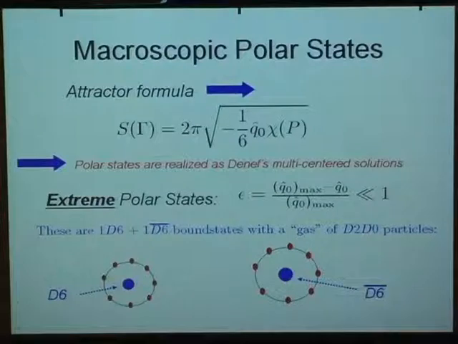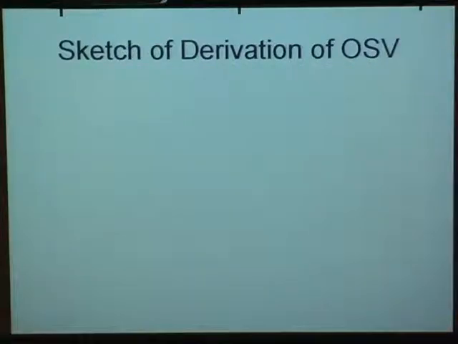And then this is what macroscopically the extreme polar states look like. They're bound states of these two kinds of atoms, the atom and the anti-atom. The atom is a D6 particle surrounded by a halo of D2, D0 particles. That's what extreme polar states look like. And so now we're ready to prove the OSV conjecture.